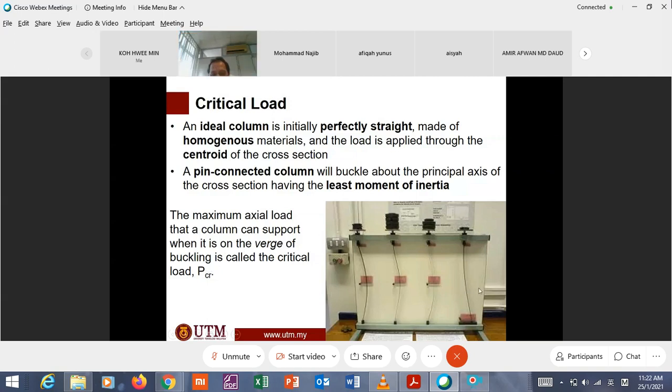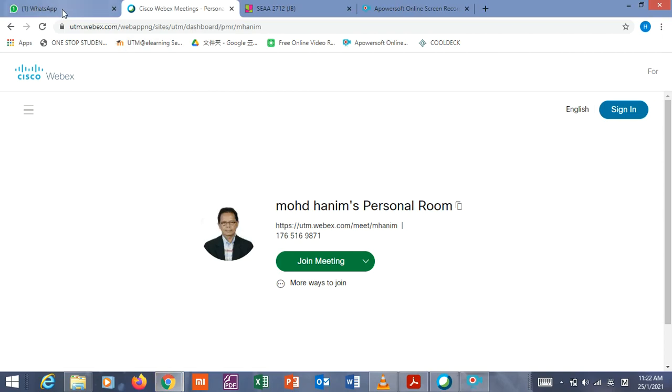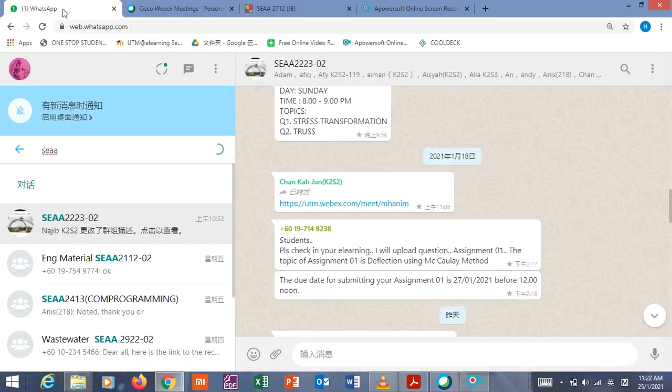What you are seeing here is experimental. This is experimental in the lab, to study what the critical loading is here. Different types of support of this strut or column need different loading. This one is stronger, so you need much more loading to cause it to buckle. And this is in the lab.